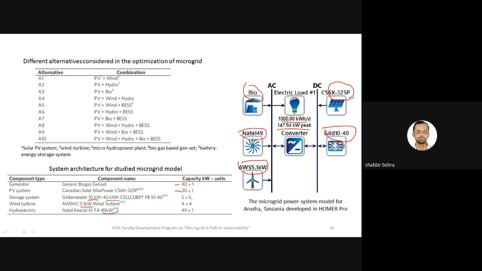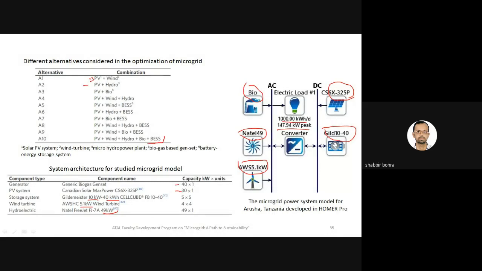battery stacks. And at the end of the analysis, what is found is that PV and wind is the most economical solution. Then the second comes PV and hydro. The third comes PV and bio. The fourth comes PV, wind, and hydro. And the last combination is A10, which is PV, wind, hydro, biomass, and ESS.